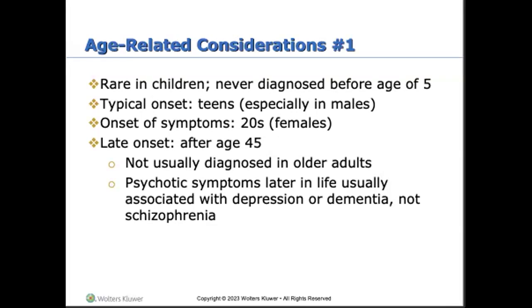Late onset schizophrenia refers to when it's developed after the age of 45. It's not typically diagnosed in older clients. Psychotic symptoms that appear later in life usually are associated with depression or dementia, not with schizophrenia. People with schizophrenia do not survive into old age with a variety of long term complications. They have increased risk for developing dementia.